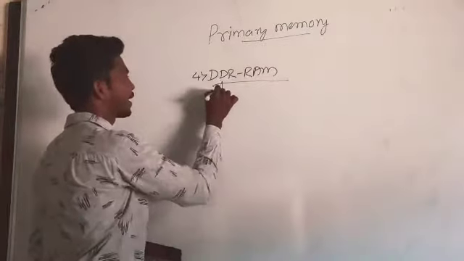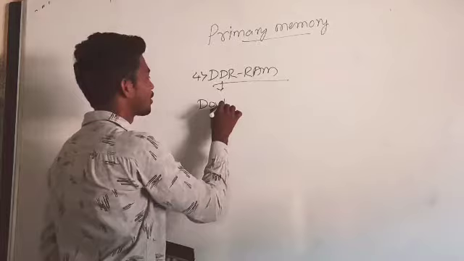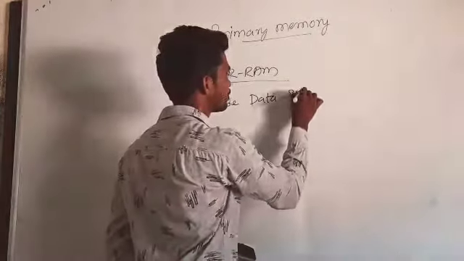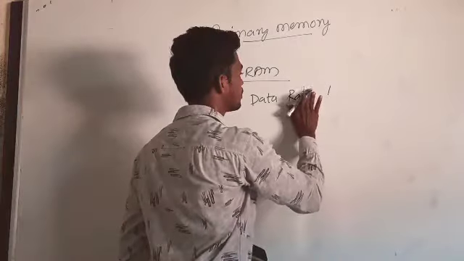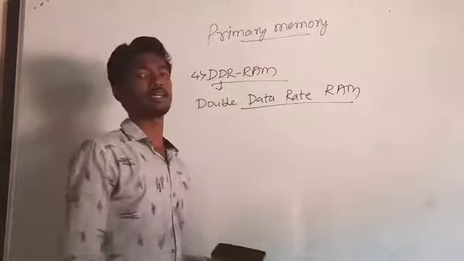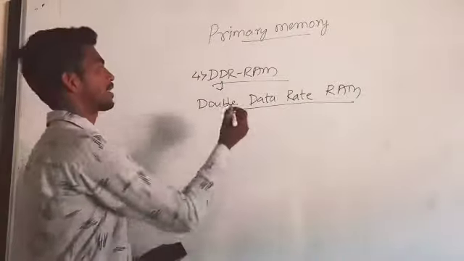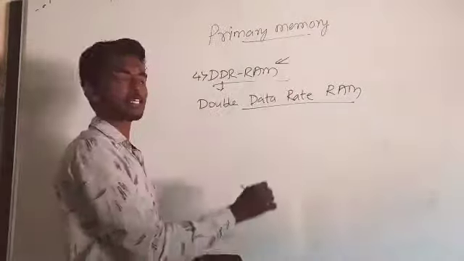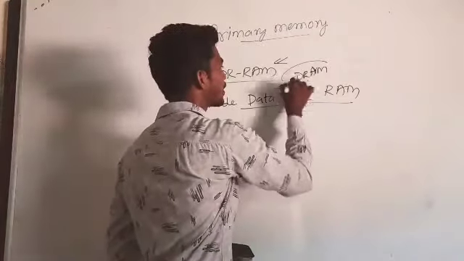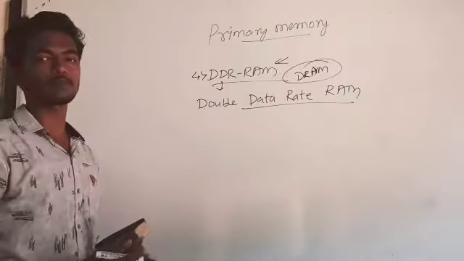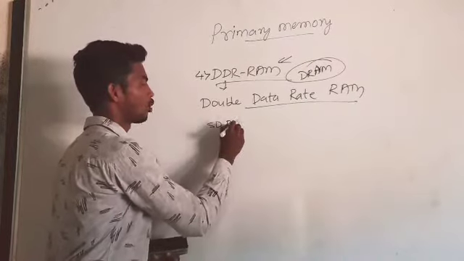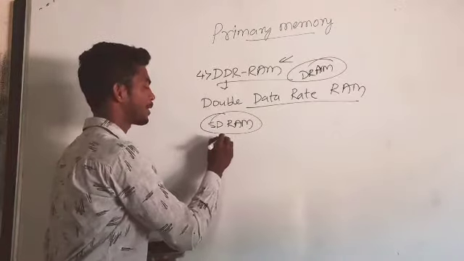Double data rate expanded as double data rate random access memory, and this is the same as a DRAM. Again, this works as a DRAM only, but the accessing speed of data will be double compared to the SDRAM. The only thing is the accessing speed.